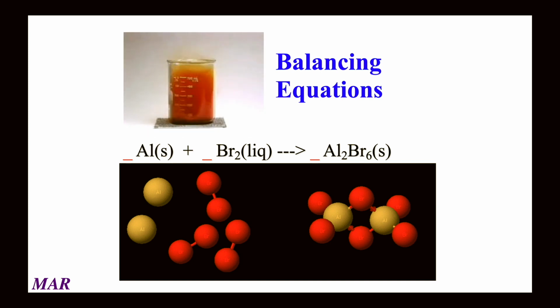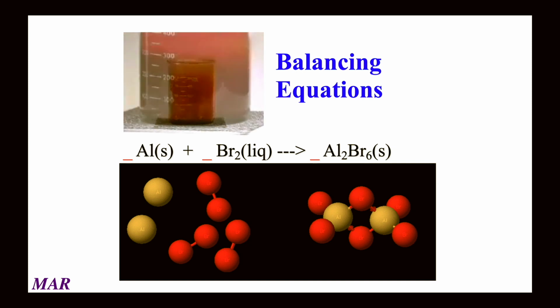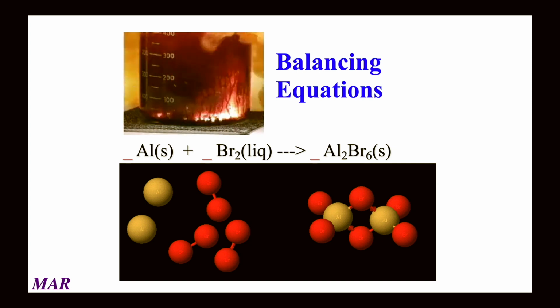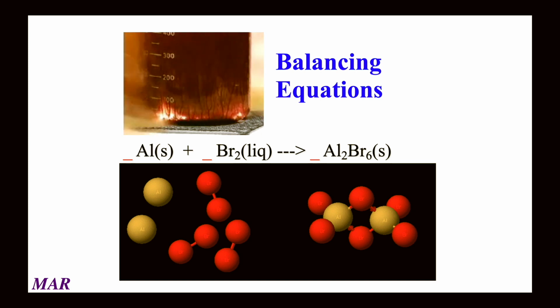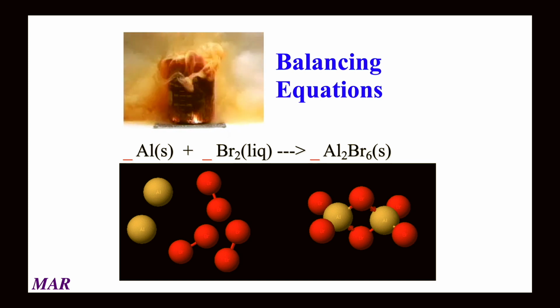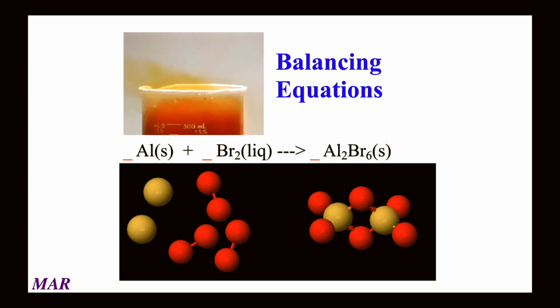When pieces of aluminum foil are placed in a beaker containing bromine, a violent reaction occurs. The elements react to produce aluminum bromide, which consists of 2 aluminum atoms for every 6 bromine atoms. It is visible as a white powder deposited on the beaker. This reaction, which has a lot of energy given off, is making an aluminum bromide compound. It's Al2Br6. Now, notice on the left side, bromine is 2 and aluminum is 1.